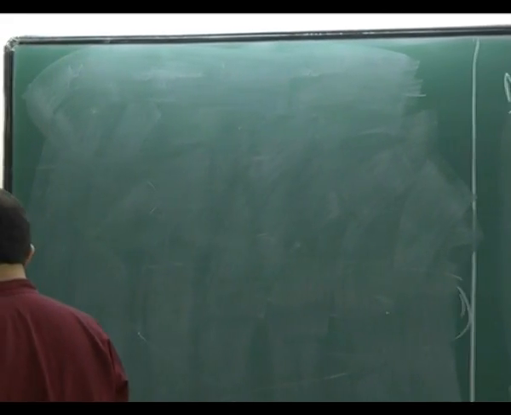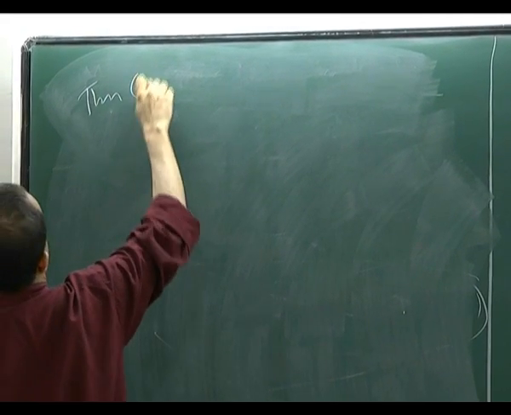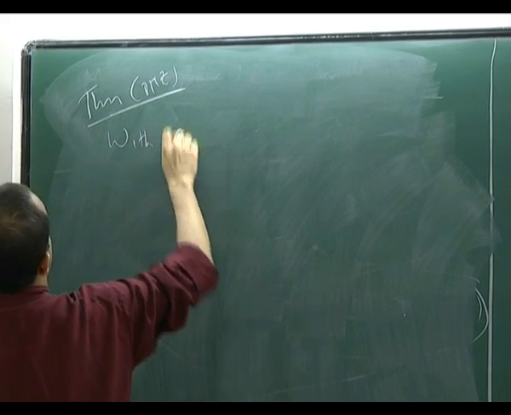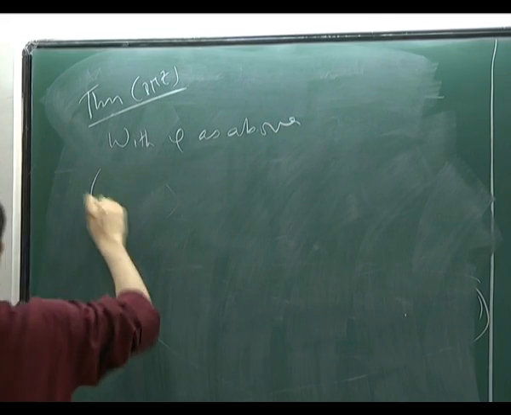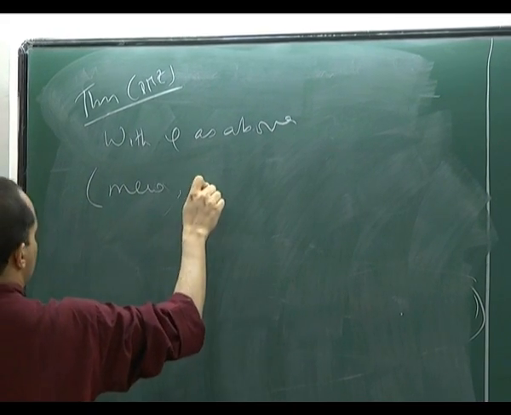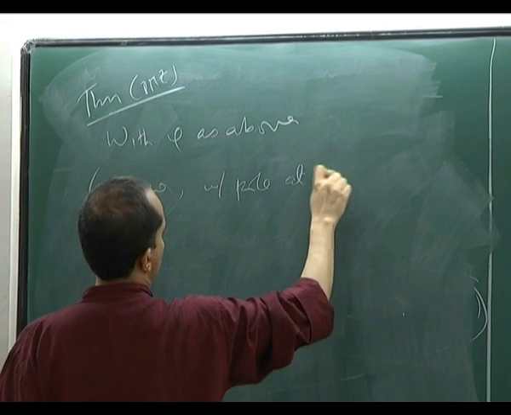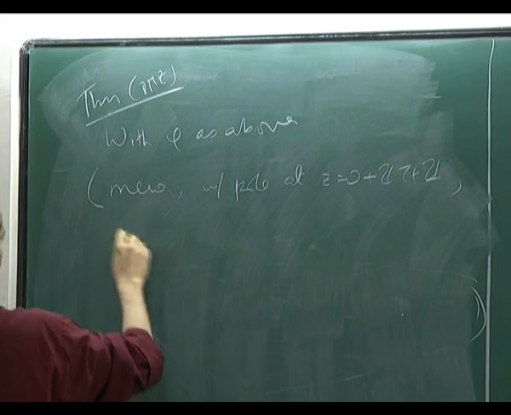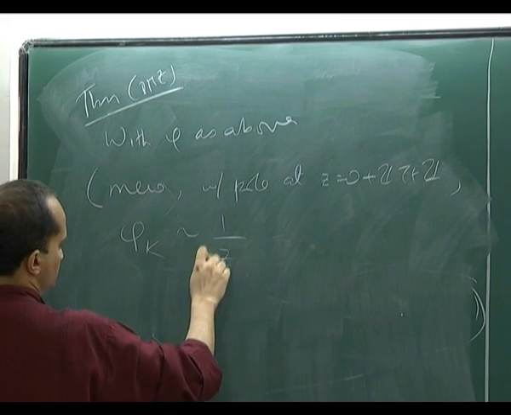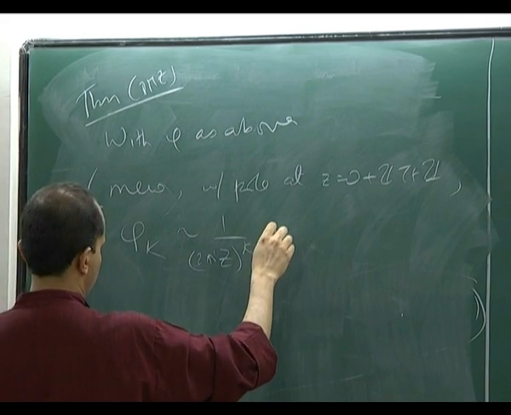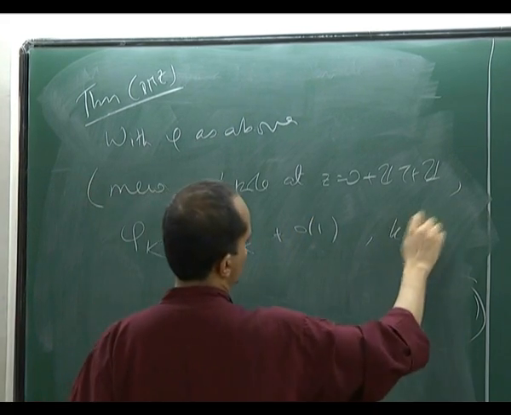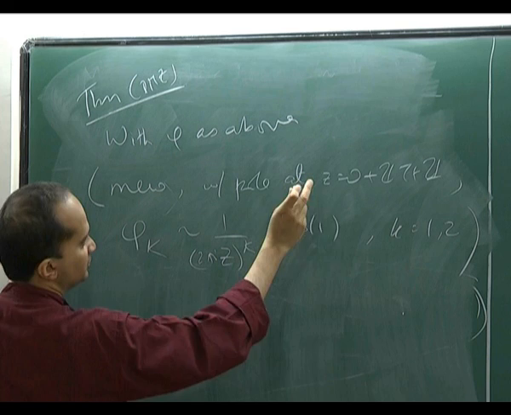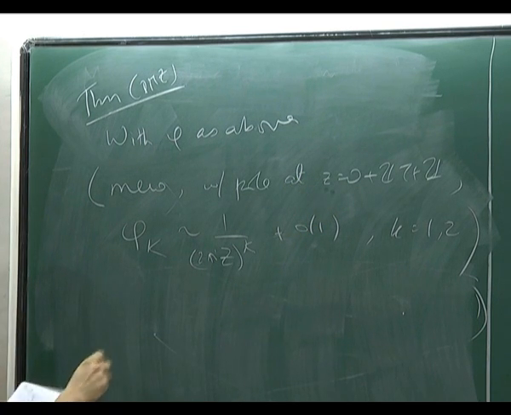Okay, so with these definitions, the theorem of Dabholkar, Murthy and Zagier is that with phi as above, which means that it's meromorphic with a pole at z equals 0 plus z tau plus z, and it looks like 1 over (2 pi z) to the power k, with k equal to 1 or 2. So this is some restrictive version of the theorem. The general version is much more general, where the pole can be at any rational point and so on.